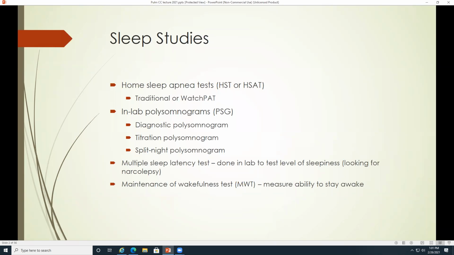Here at Henry Ford, we try to do that as much as we can, just because we don't have enough beds to go around for the sleep studies. People are waiting a month to get a test done.